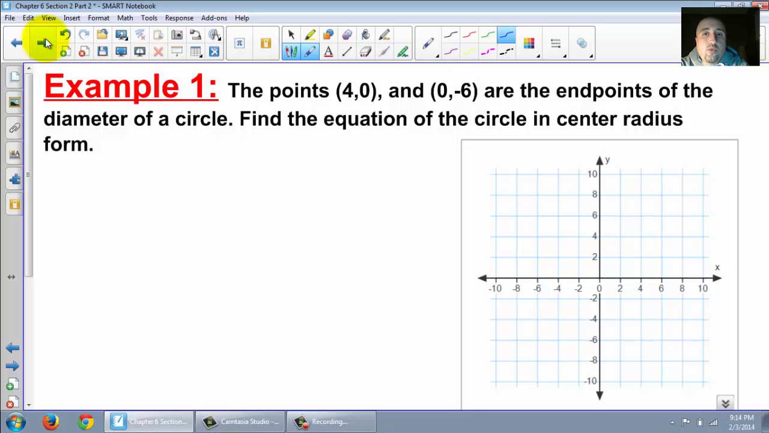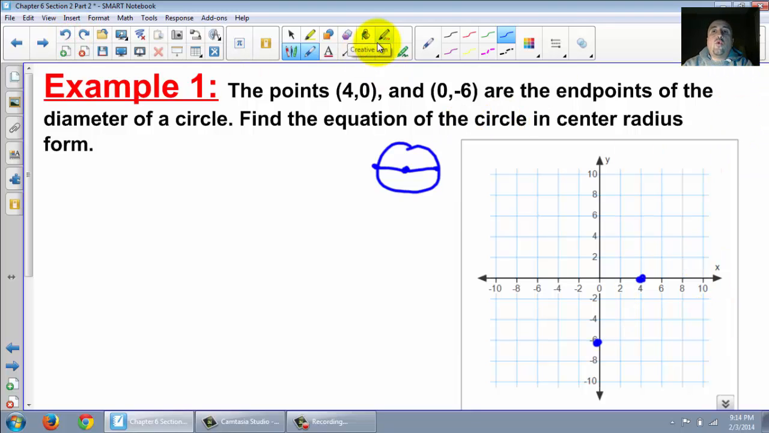Okay, so example number 1 says the points (4, 0), I always like to draw a picture of what I'm looking at, and (0, -6) are the endpoints of the diameter of a circle. So remember that if you have a circle, the diameter is the line that goes from one side of the circle to the other, and it has to go through the center. So it's all the way across. So we can get an idea that if I connect these two points, that is the endpoints of the diameter. Okay, so we're going to see what this tells us.